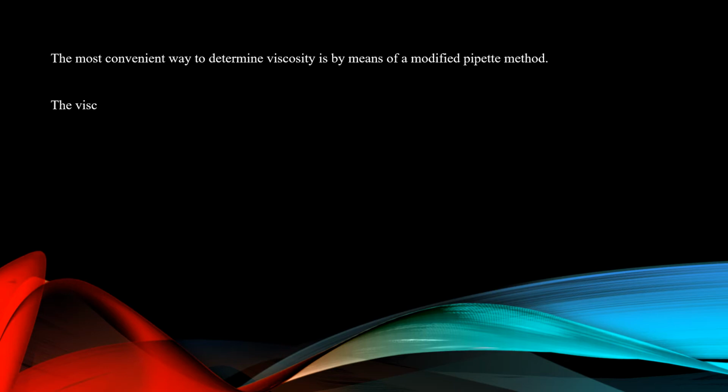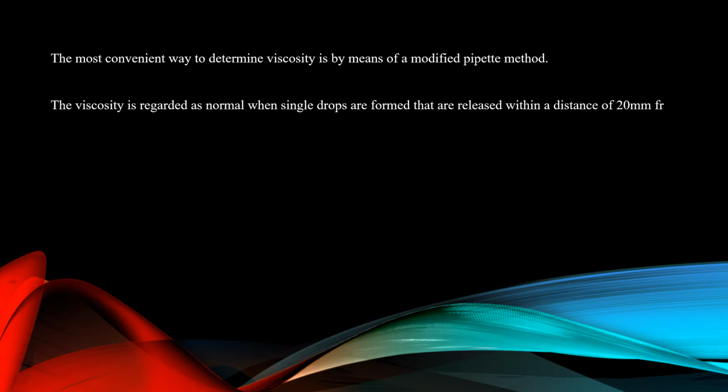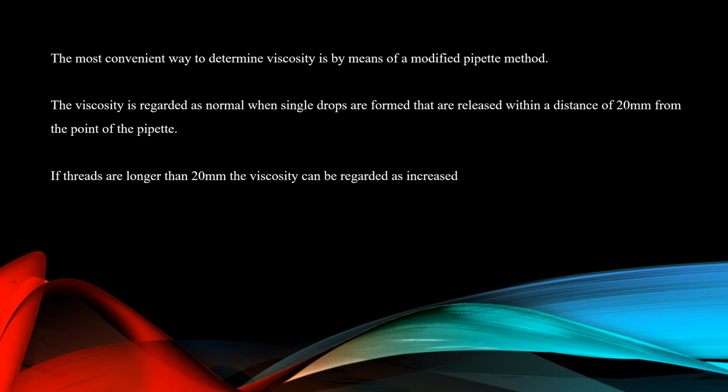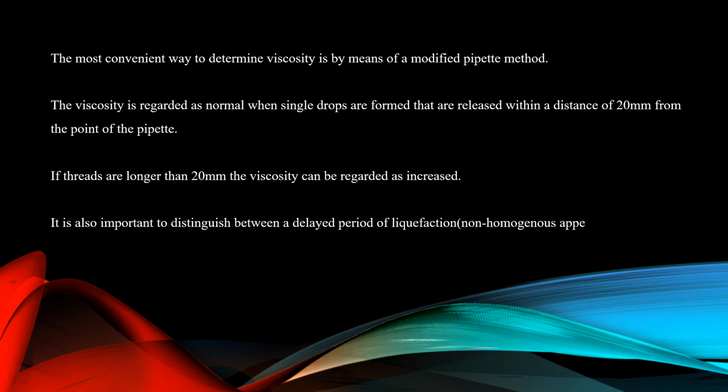Semen viscosity. The most convenient way to determine viscosity is by means of a modified pipette method. The viscosity is regarded as normal when single drops are formed that are released within a distance of 20 mm from the point of the pipette. If threads are longer than 20 mm, the viscosity can be regarded as increased. It is also important to distinguish between a delayed period of liquefaction, non-homogeneous appearance, and an increase in the viscosity that is homogeneous but sticky.